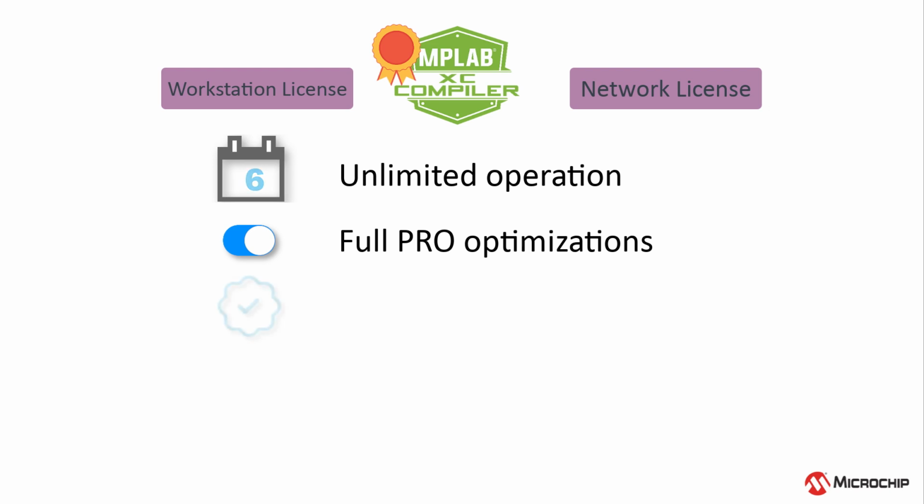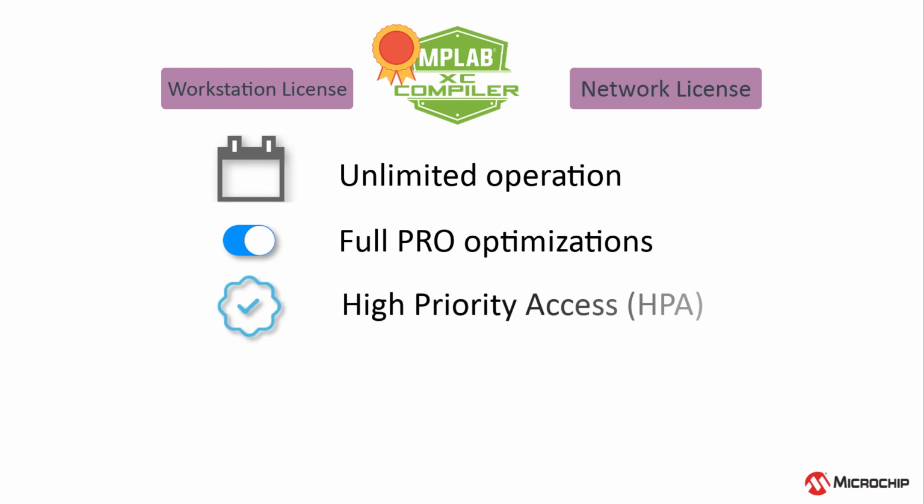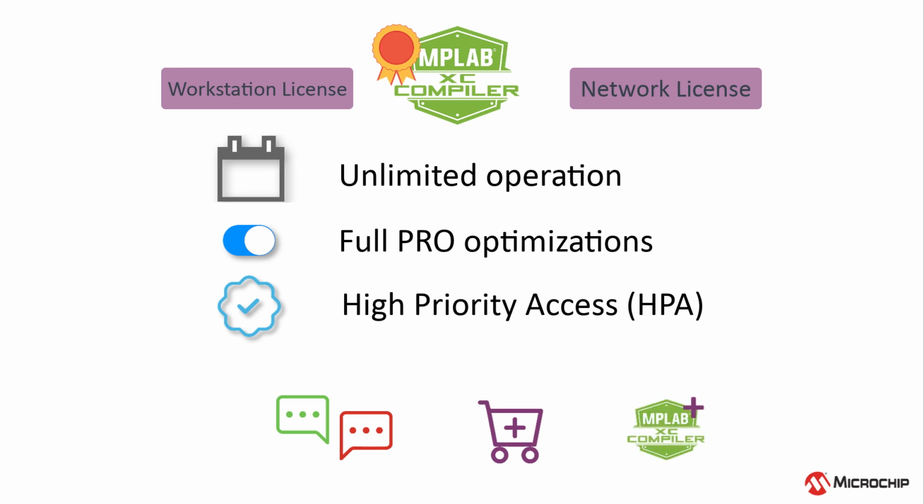These licenses come with High Priority Access, or HPA, which is a 12-month maintenance service commencing from the first license activation. This service entitles you to priority technical support and free shipping from Microchip Direct for all development tool orders. Additionally, you can update to any new compiler version released during the maintenance period.